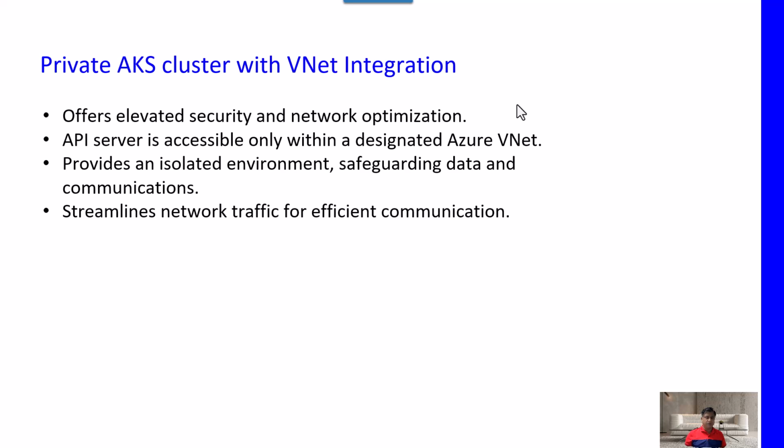Now let's learn what is private AKS cluster with VNet integration. So again, this is the highest security. It provides the highest level of security and provides elevated security and network optimization. In this case, the API server is only accessible within the designated Azure VNet, and it provides a very isolated kind of environment. That way you can safeguard your data and communication. This is the most secure way, and it streamlines the network traffic for efficient communication.